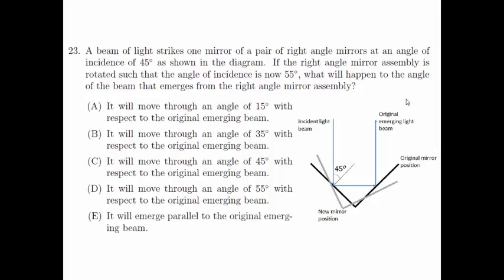Now, to begin answering this question, we first look at the direction of the original emerging light beam with respect to the incident light beam of the original configuration where the incident angle is at 45 degrees. So, this is a sketch of the diagram to reproduce the one shown here. Now, let's look at this triangle in greater detail. So, we know that this angle is just equal to 45 degrees from the law of reflection, where the angle of incidence is equal to the angle of reflection.